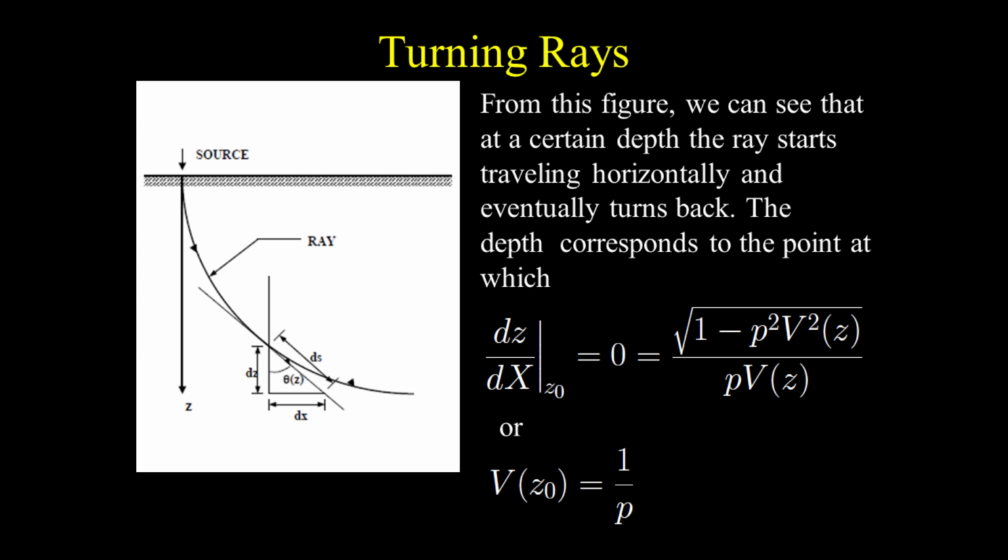The depth z0 at which the ray turns without the presence of an interface is the point at which the derivative of the depth with respect to the distance traveled is 0. In other words, the classical definition of a minimum for the ray curve gives us the turning point, and therefore z0. The turning rays play an important role in the illumination of complex geological structures, such as flanks of salt domes.